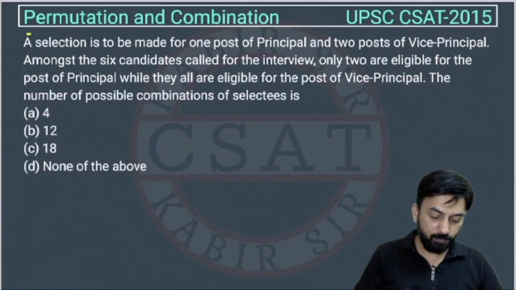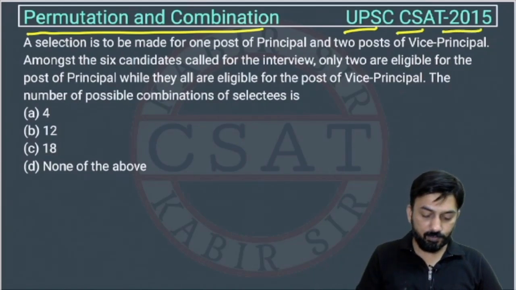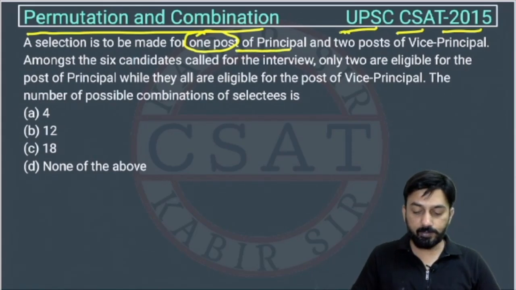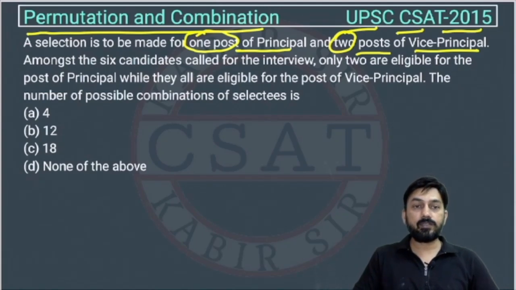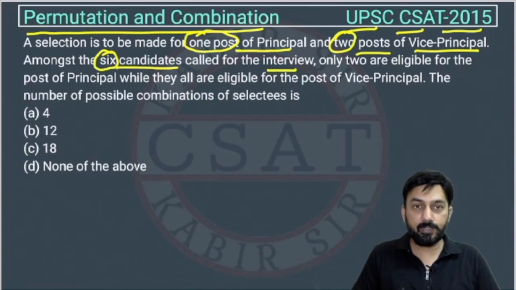So this is a question from the Permutation and Combination chapter asked by UPSC in their CSAT paper of 2015. A selection is to be made for one post of principal and two posts of vice principal, right? Amongst the 6 candidates. So how many candidates are there? 6 candidates called for the interview.